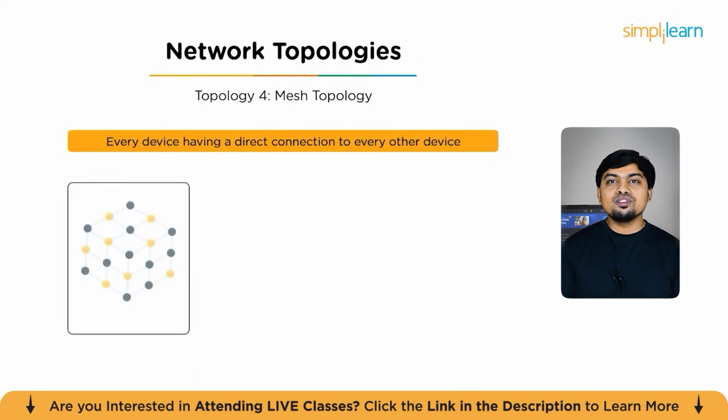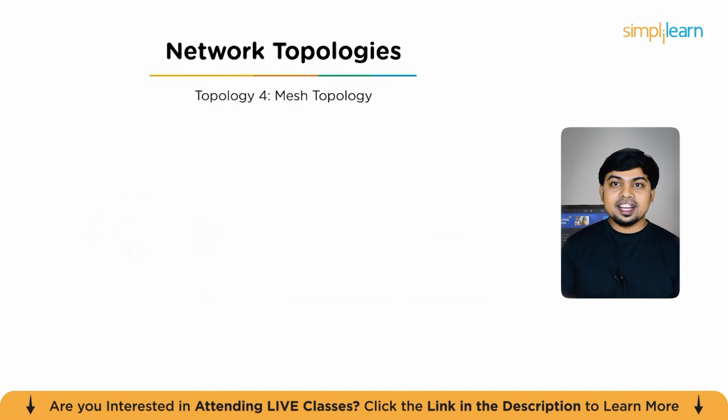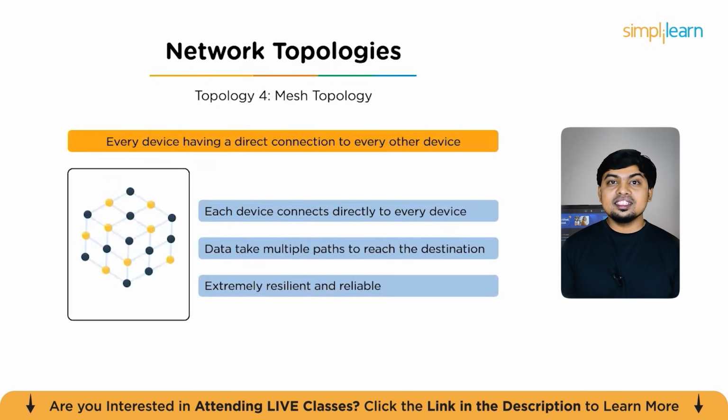Now, let's move to the fourth type of topology, which is the mesh topology. Imagine every device having a direct route to every other device. No detours, no intermediaries. That's the mesh topology. Now, let us also understand how it works. Each device connects directly to every other device. Data can take multiple paths to reach the destination.